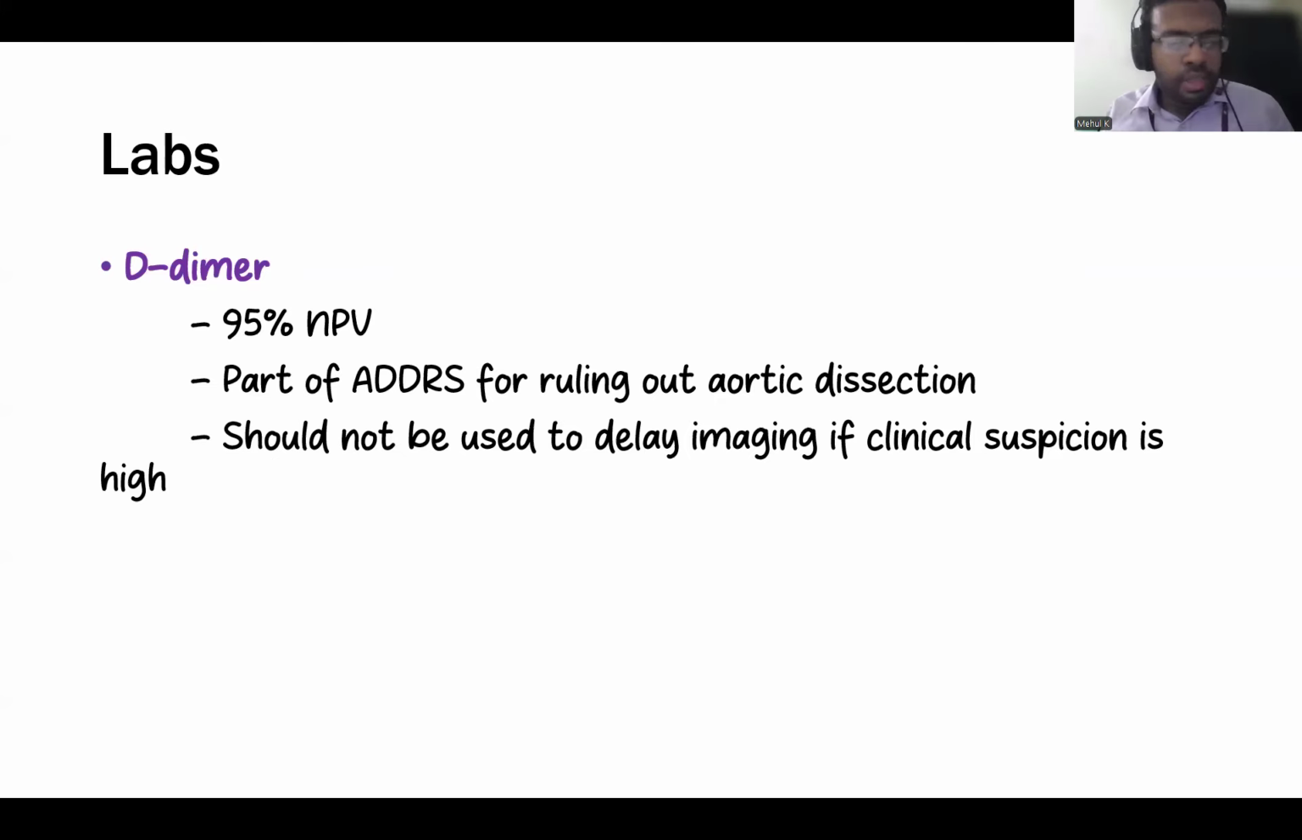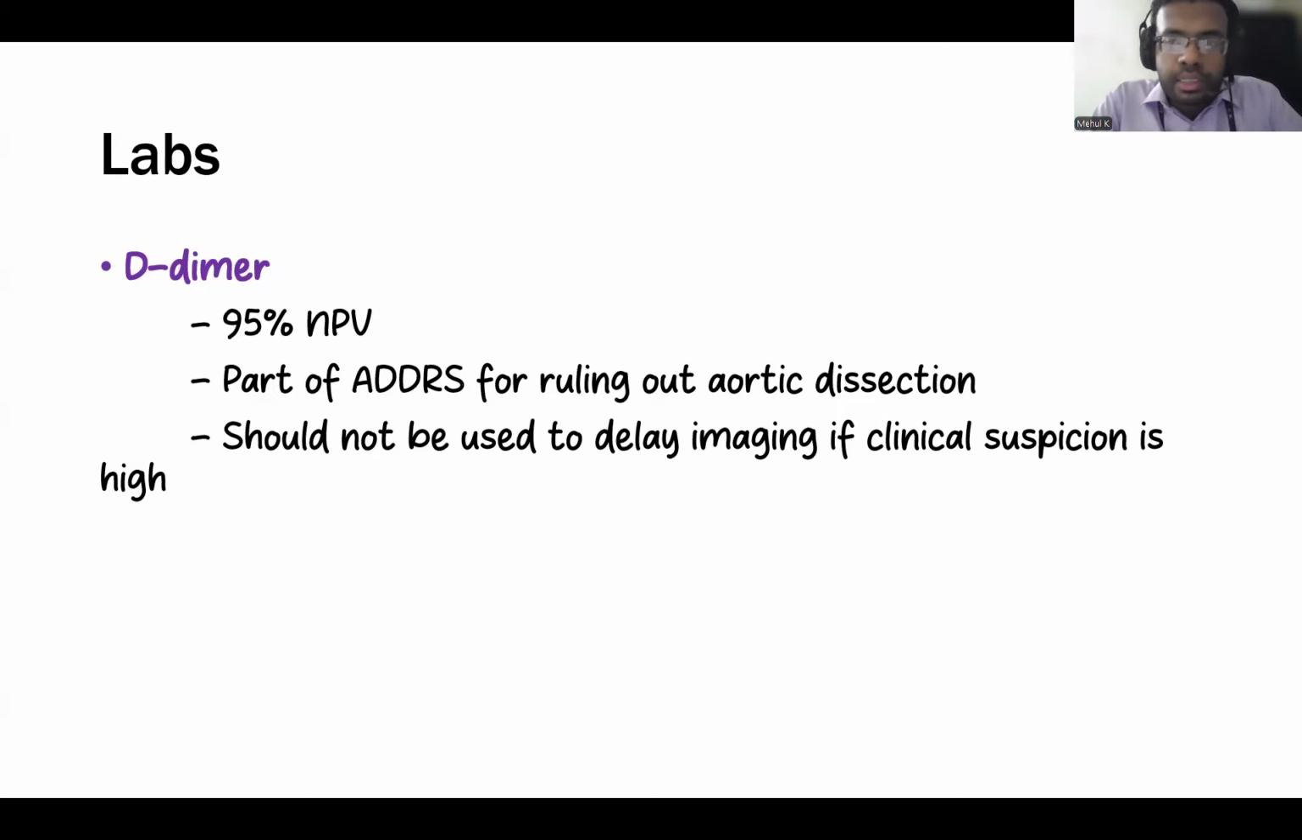What about labs? D-dimer might be something new that you are hearing. D-dimer can be used to help rule out aortic dissection. It has a 95% negative predictive value, and it is part of the ADD-RS score for ruling out aortic dissection. But you have to remember that this is only useful in patients in whom you have a low clinical suspicion of the patient actually having an aortic dissection.